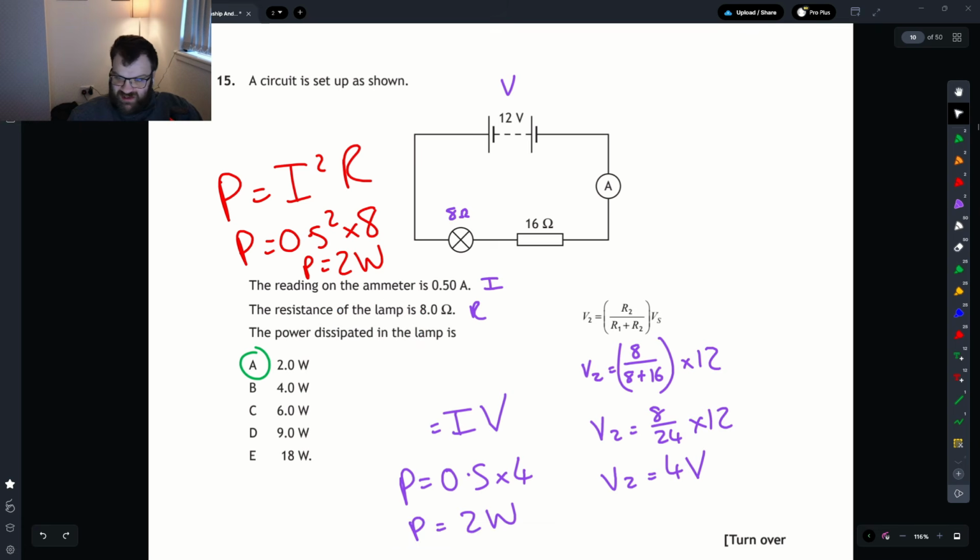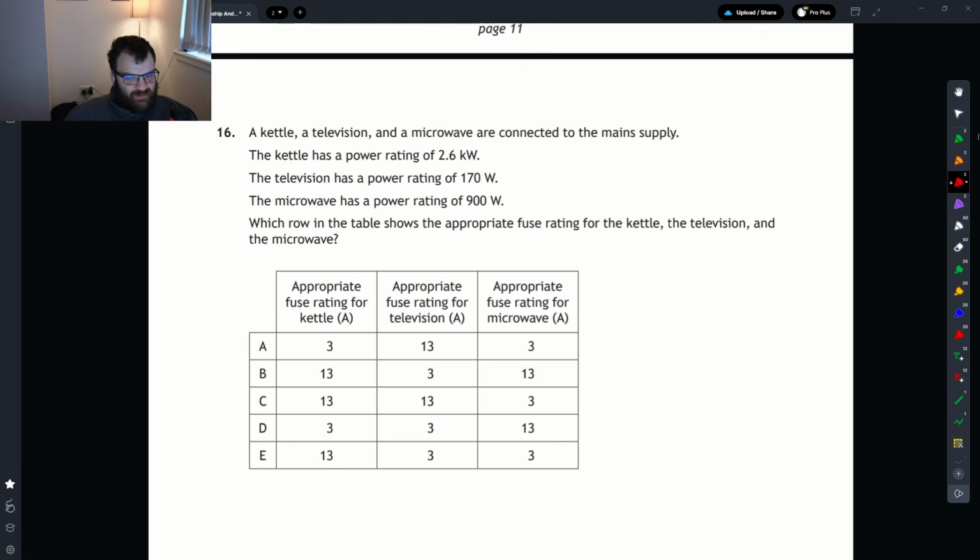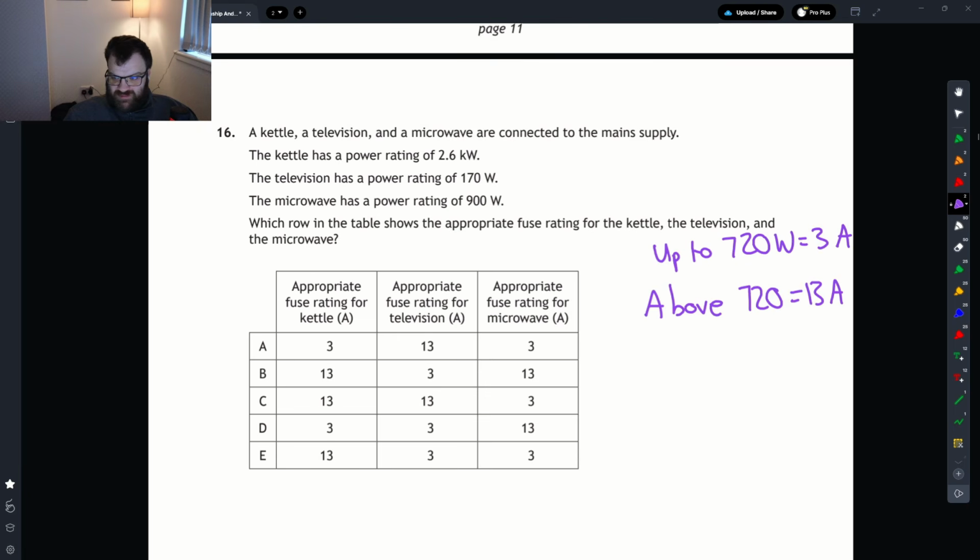It's all good. In here, when we're using mains supply equipment, there are thresholds that we could have memorized. That would be 720. So up to 720 watts, 3 amp is suitable. And then above, we want the 13 amp. Something to watch for is here we're dealing with kilowatts. That's going to be 2,600 watts. So that would need the higher rating, which gets rid of A and B. The television is below, so 3 amps would be fine for that. And then 900 is above that, so we want to go back up to the 13 amp.